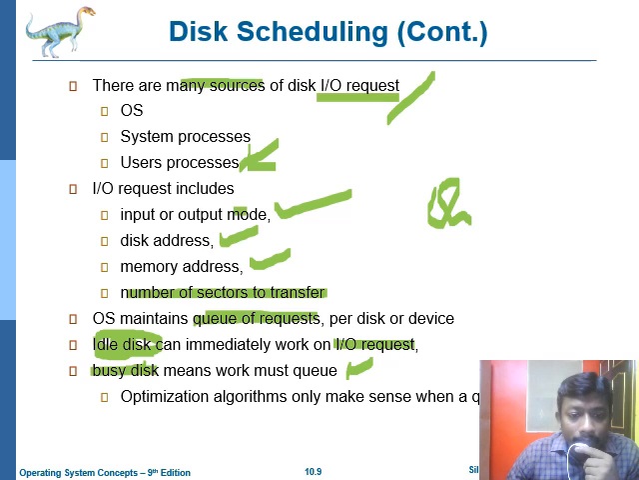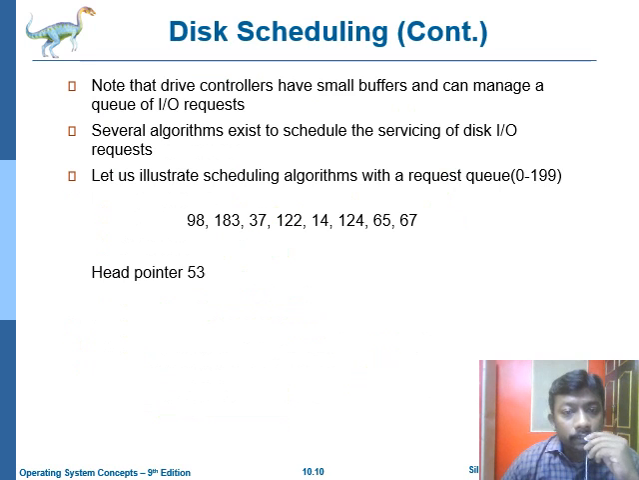We have a number of optimization algorithms that will be studied in the further slides, that only make sense when there is a queue for the input output request. Okay. So let us continue with the disk scheduling algorithms. From this slide we can illustrate the different kinds of disk scheduling algorithms with an example.